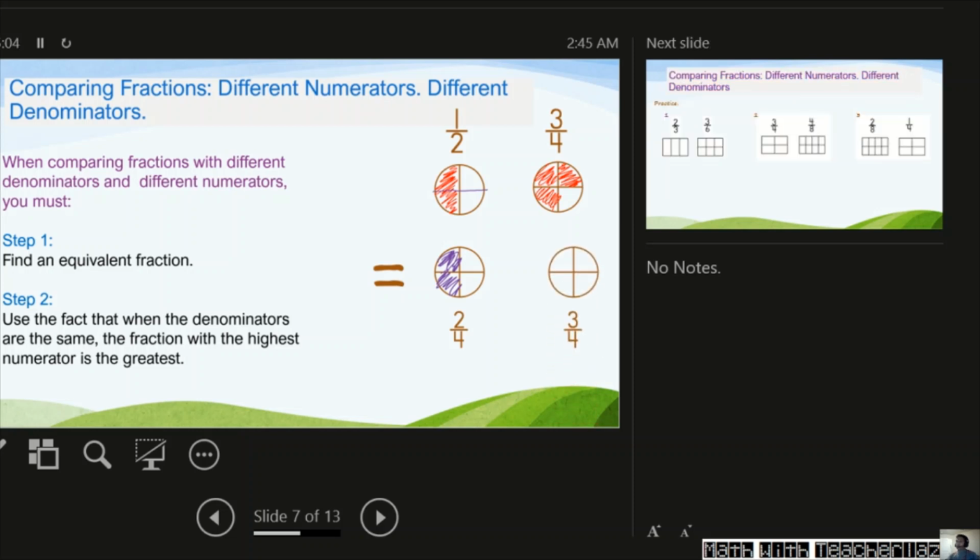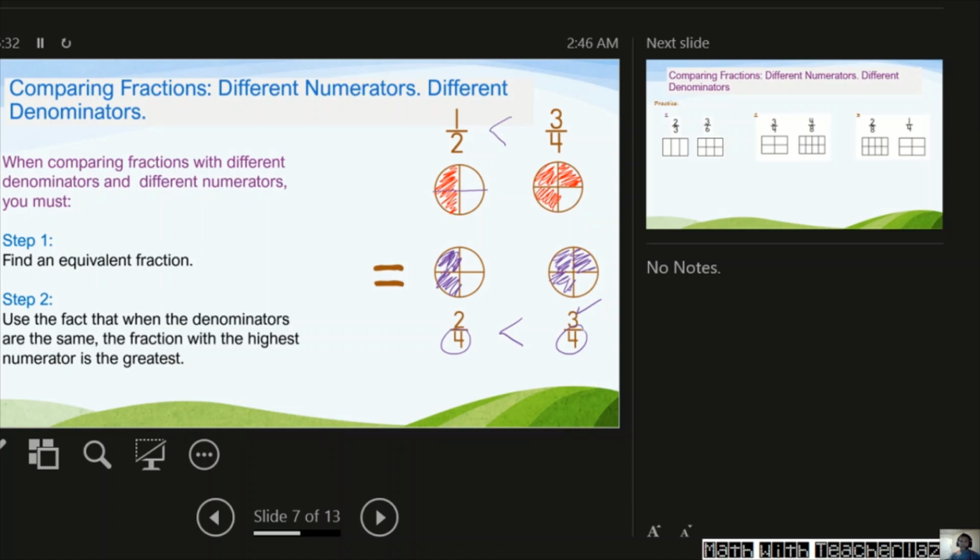and 3/4 stays the same, right? Didn't change because we didn't do anything. So now we see that we have the same denominator, so the fraction with the greatest numerator is the greatest. So that means that 2/4 is less than 3/4, which means that 1/2 is less than 3/4, because 1/2 is the same as 2/4. Okay, that's what we're going to be doing in the following exercises.